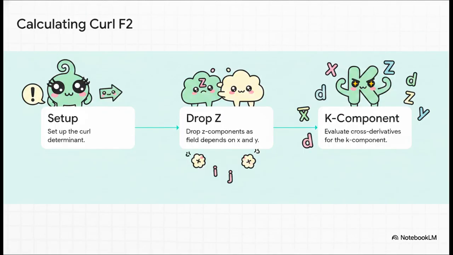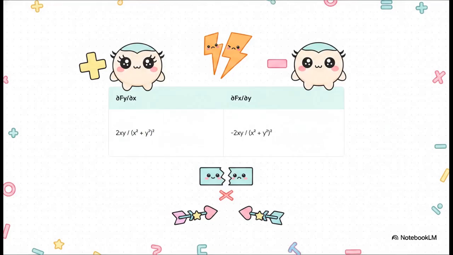We set up the curl determinant again. Actually, setting it up this time is a bit easier. Because our field only has x and y terms, it doesn't depend on z at all. So the i and j components vanish cleanly. That means all of our attention, all the mathematical heavy lifting, focuses entirely on evaluating the cross derivatives of the k component. And boom, here is where that illusion of symmetry completely shatters.